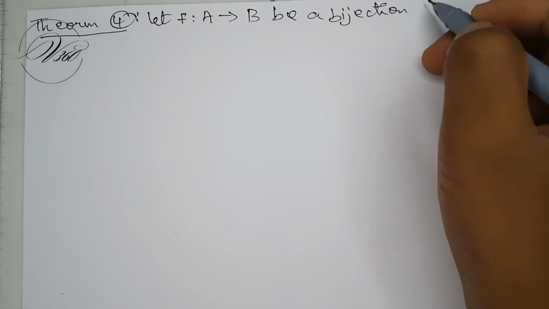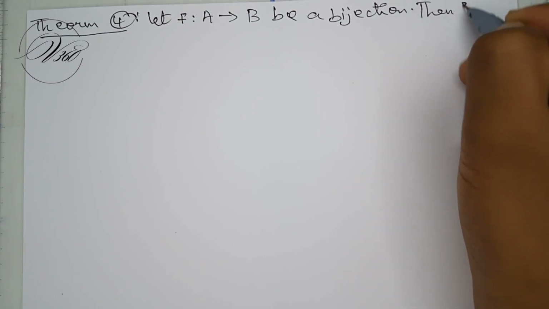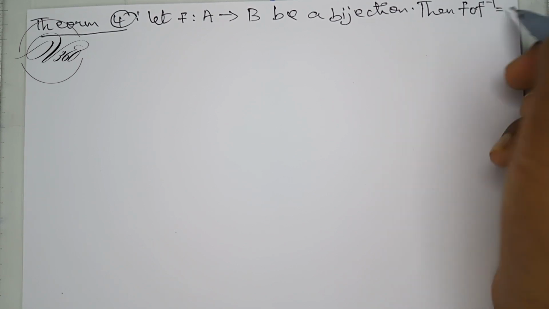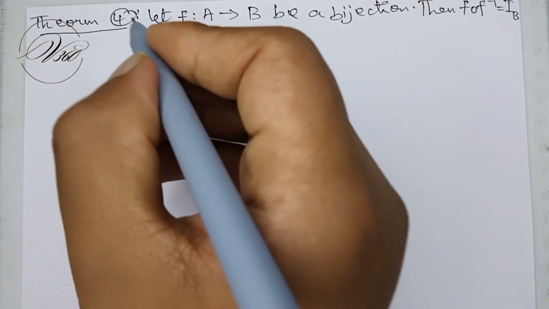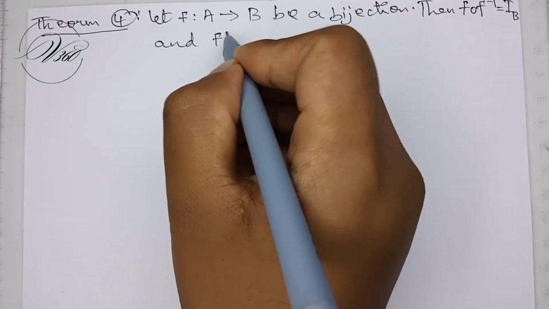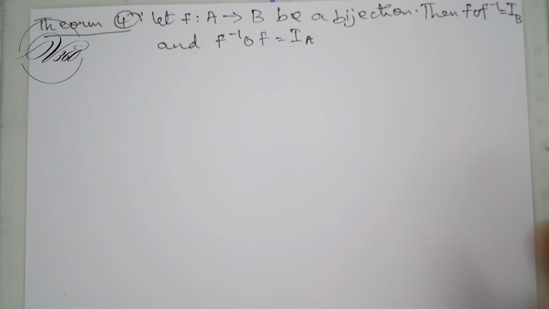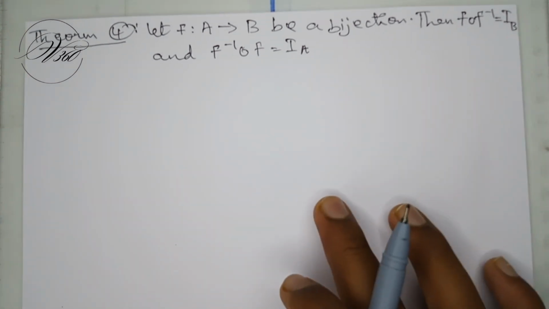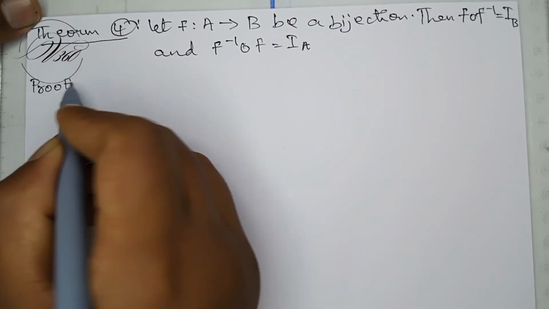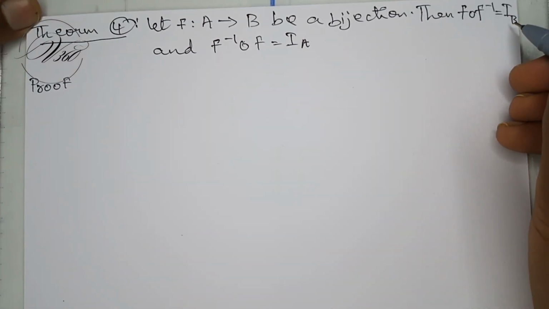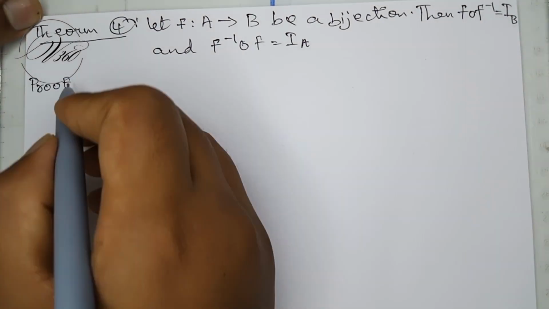So let F maps A to B be a bijection, then F o F inverse is equal to IB, that is the identity function, and F inverse o F is IA, that is the identity function of A, and this is the identity function of B. Okay. Now we should prove that F of F inverse is equal to the identity function of B, and F inverse of F is equal to the identity function of A. We should prove this.